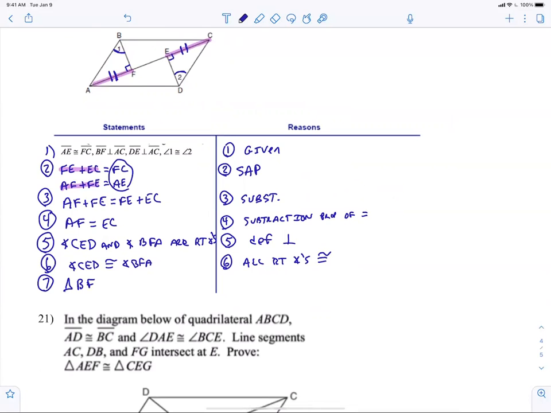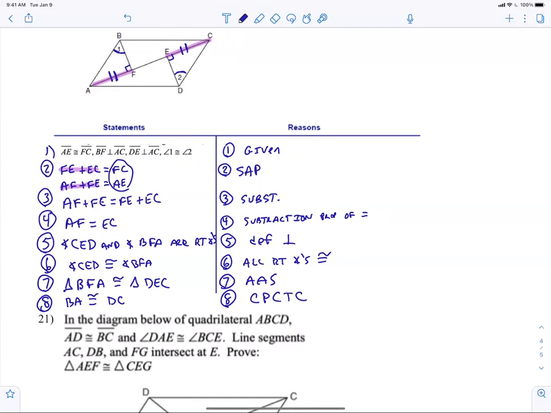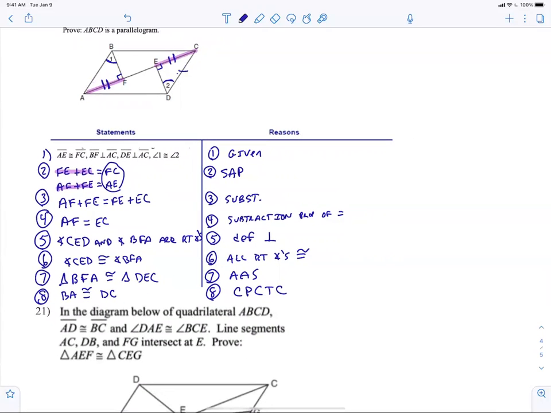Triangle BFA is congruent to triangle what? DEC. By what? Angle, side. Which then allows me to say BA is congruent to DC. By what? CPCTC. Yep, CPCTC. Very nice. All right, so now I have one part is true. So now what else can I do? Come on, we're almost there.